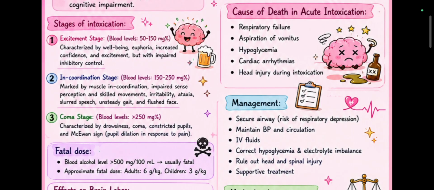Remember this, it is one of the repeated MCQs, it has been asked repeatedly. What is McEwen sign? It is nothing but pupil dilation in response to pain. So what are the 3 stages? EIC. It sounds more like LIC, but it is not LIC, it is EIC. Anyways, excitement stage, incoordination stage, and coma stage: 50 to 150, 150 to 250, and greater than 250.